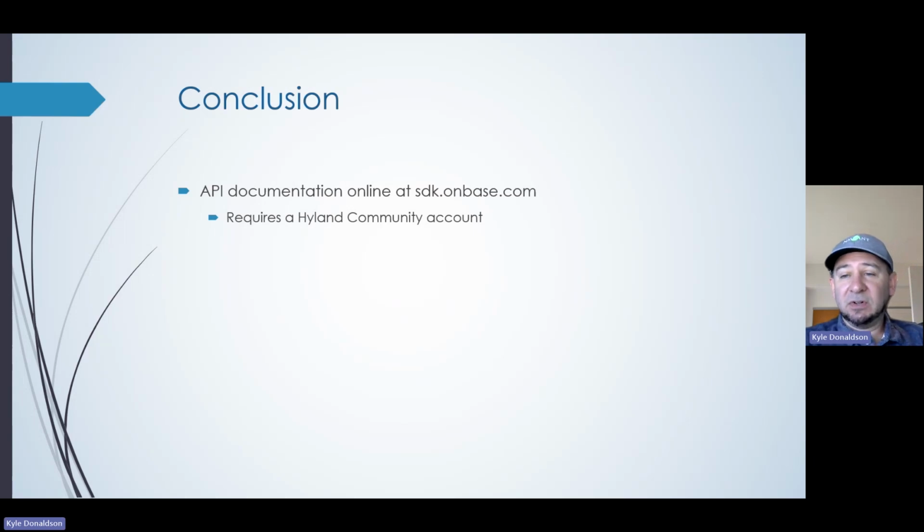So that covers licensing at a high level. The API is a very powerful tool that you could use to expand OnBase functionality, provided you have somebody with the skills to take advantage of it. Highland does make additional documentation available online at sdk.onbase.com to anybody who has a community account. If you have any additional questions, I suggest checking it out.